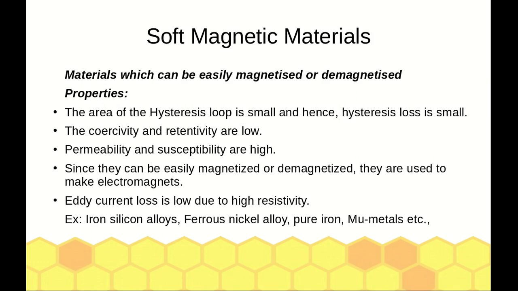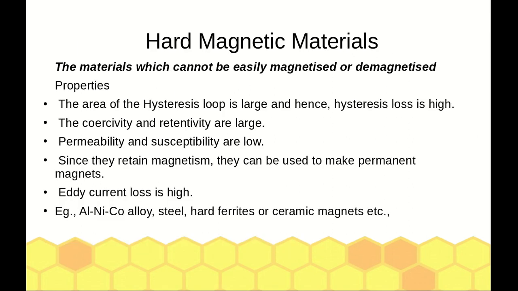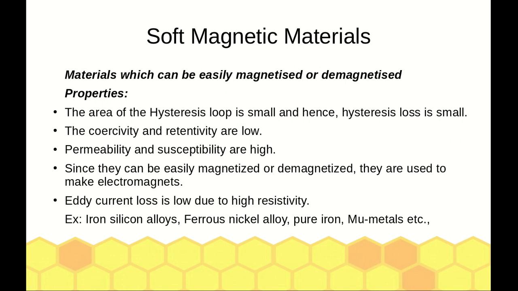Next, soft magnetic materials. The magnetic materials which can be easily magnetized or demagnetized are called soft magnetic materials. Look at this picture. The soft magnetic material possesses a hysteresis behavior like this. A small magnetic field is applied, so it is easily magnetized. For the application of a small magnetic field, it is quickly magnetized. Also, by removing this, it is easily demagnetized. So this type of material is known as soft magnetic materials.